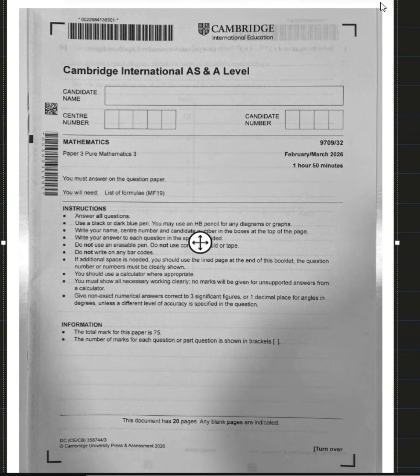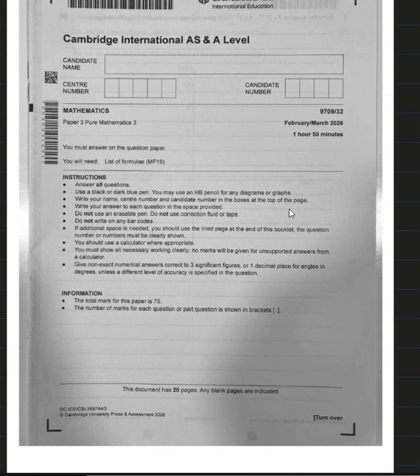So today we'll be solving the paper FM of 2026, paper 32. This is the new paper that was released a few months ago. So let's start. We have question number 1, and it looks like it's from the logs chapter.